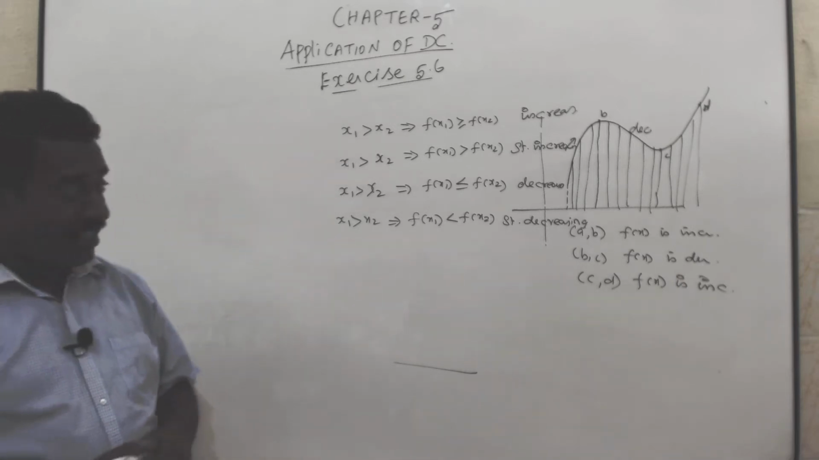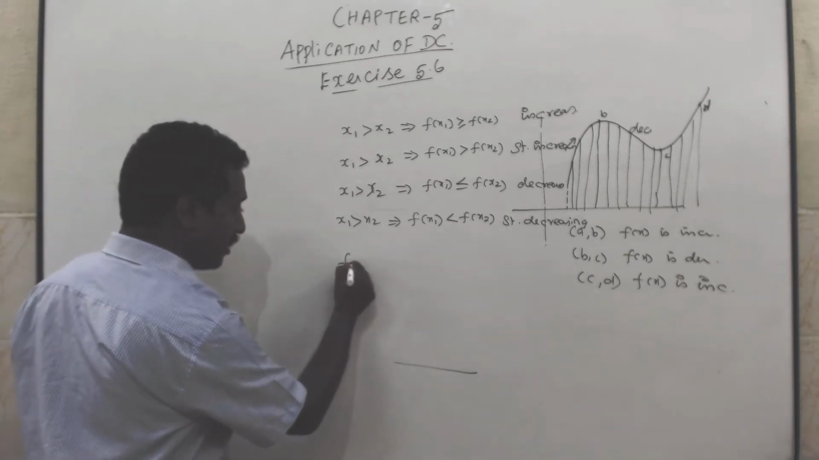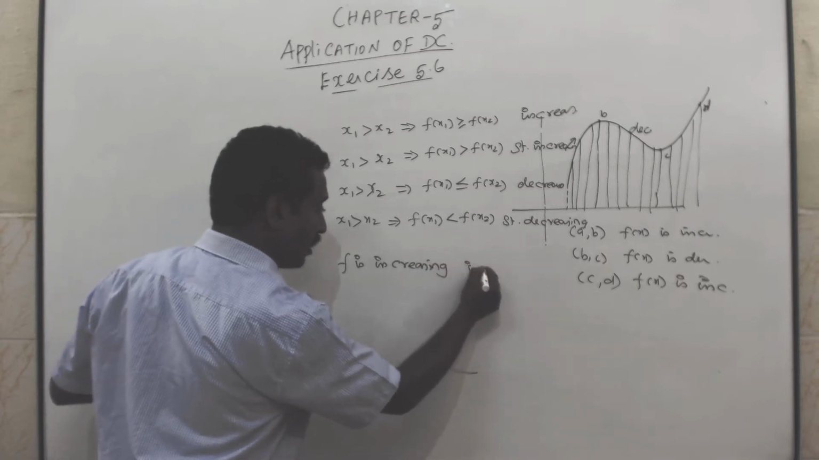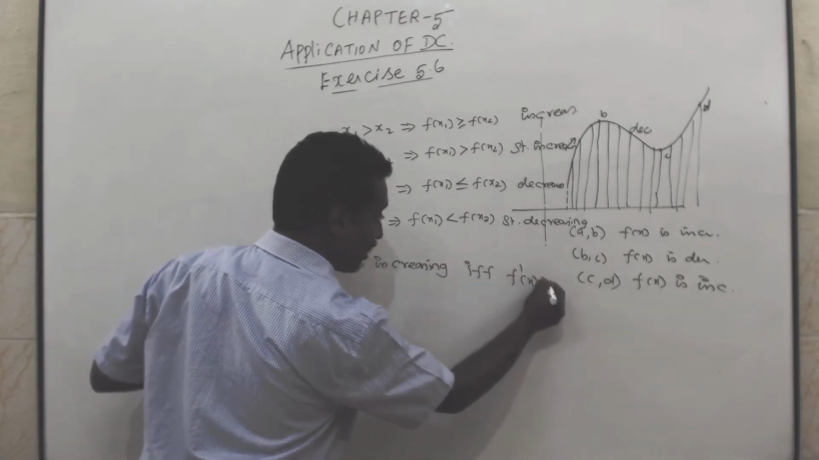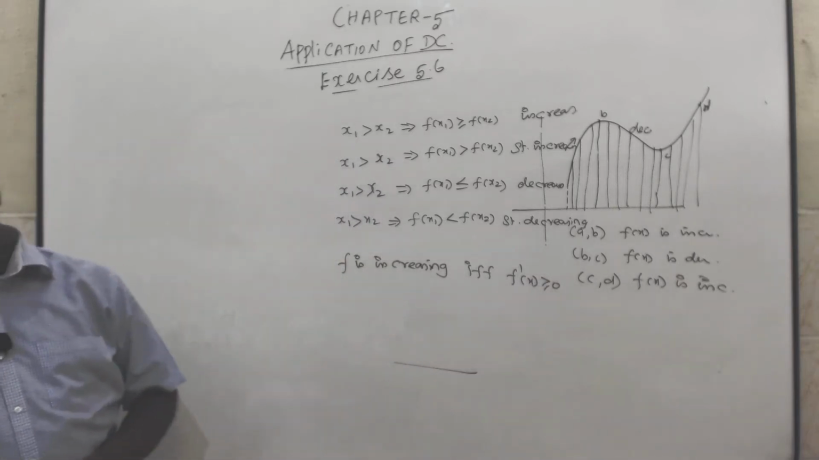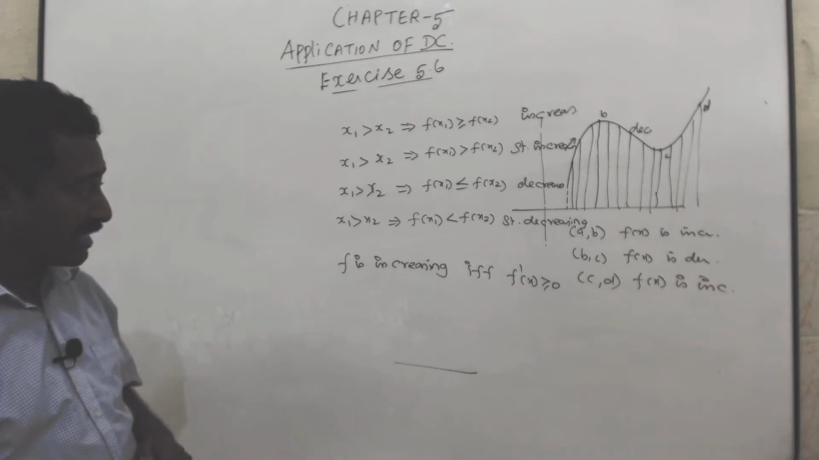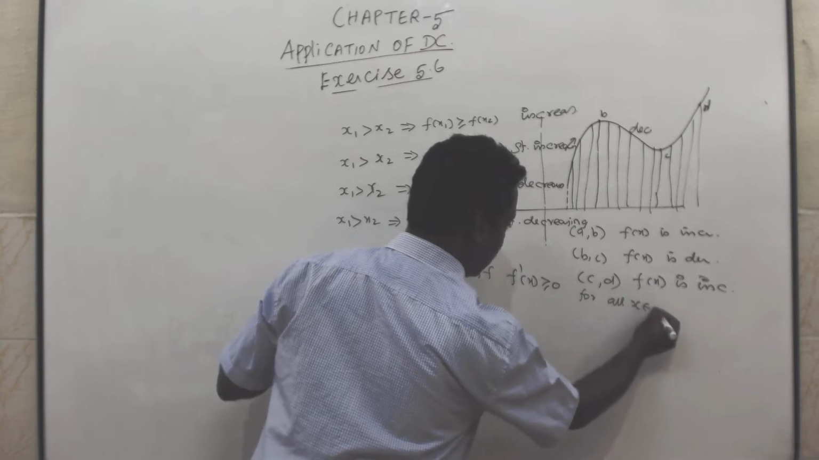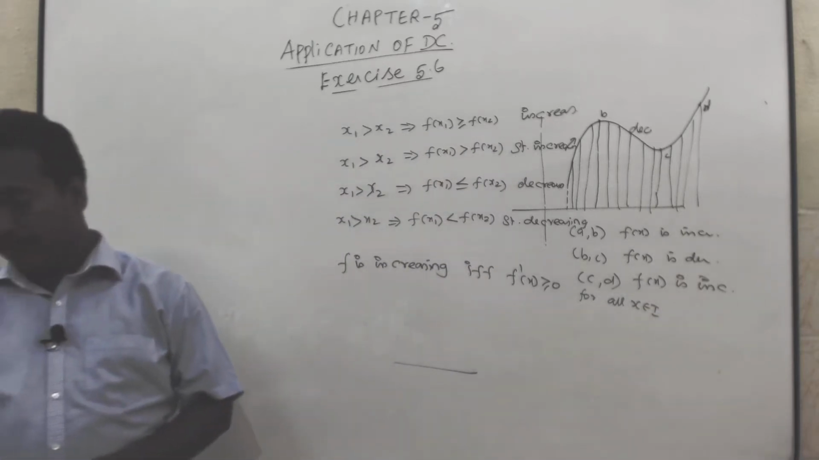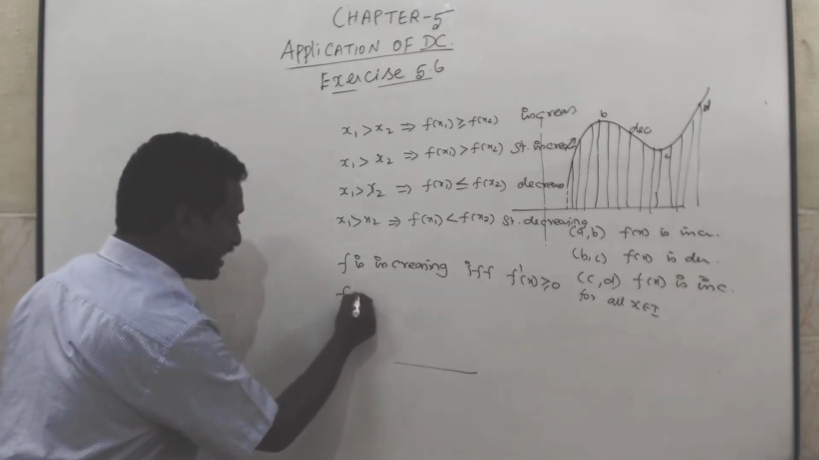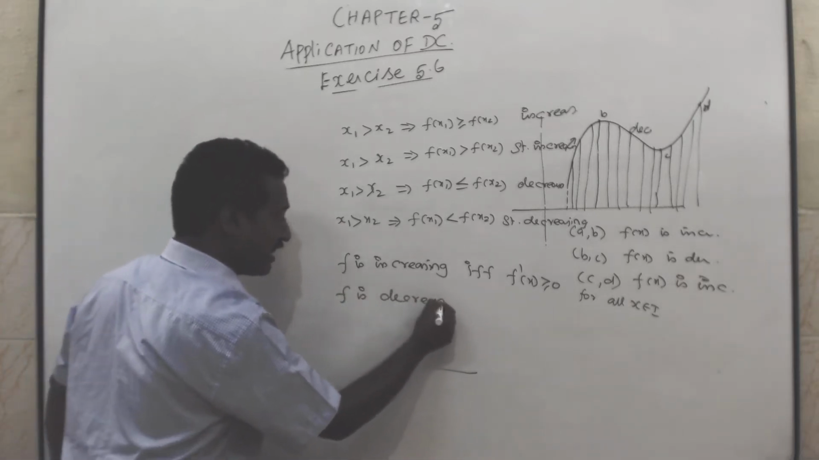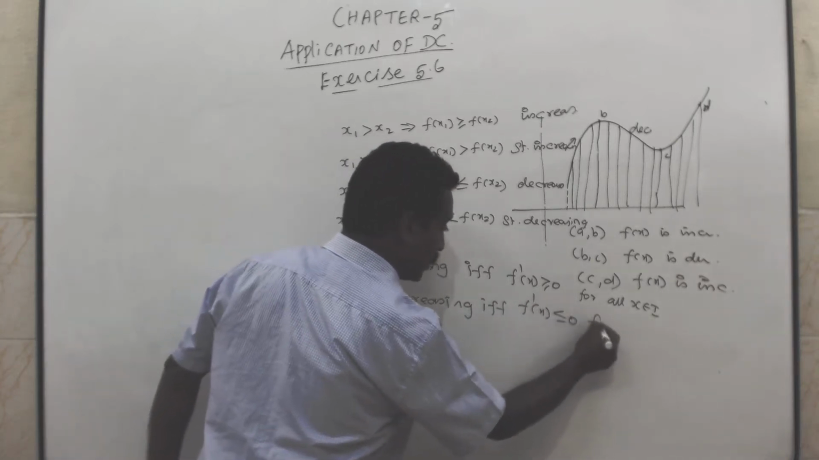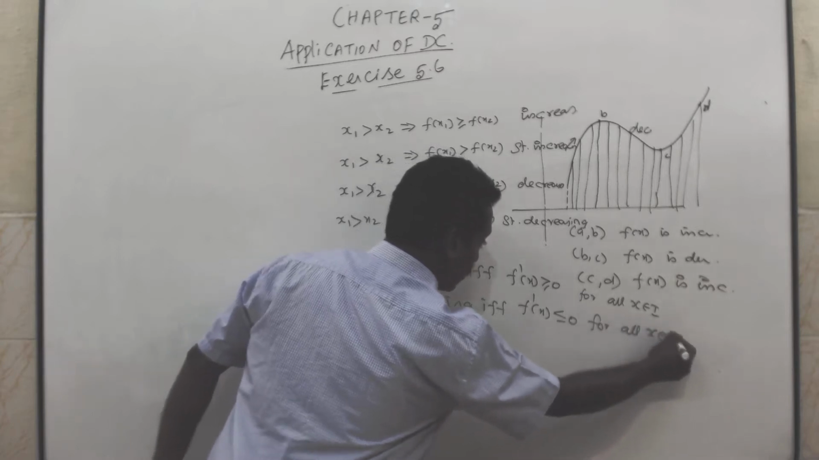The next important point: f is increasing if and only if f dash of x is greater than or equal to 0 for all x belongs to I. Next, f is decreasing if and only if f dash of x is less than or equal to 0 for all x belongs to I.